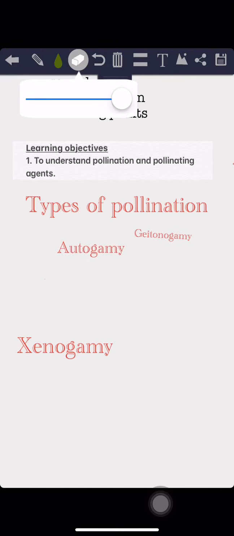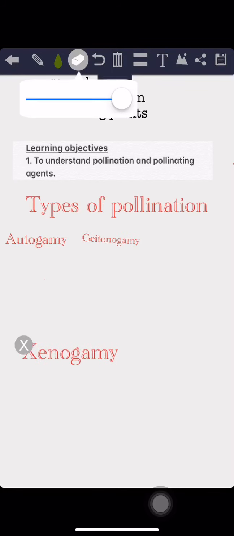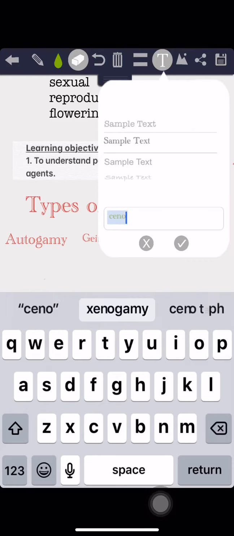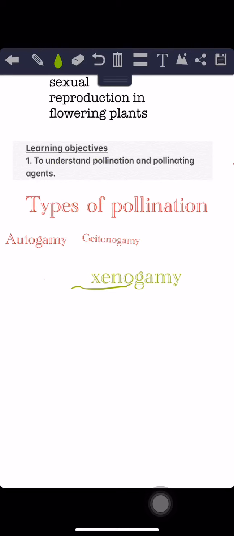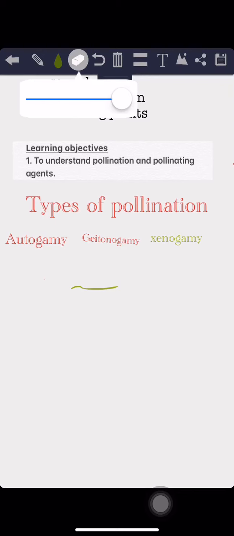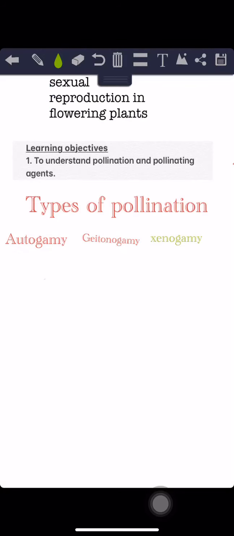Let me make it small so then we can have space. First is our autogamy, second is geitonogamy, and third is xenogamy.